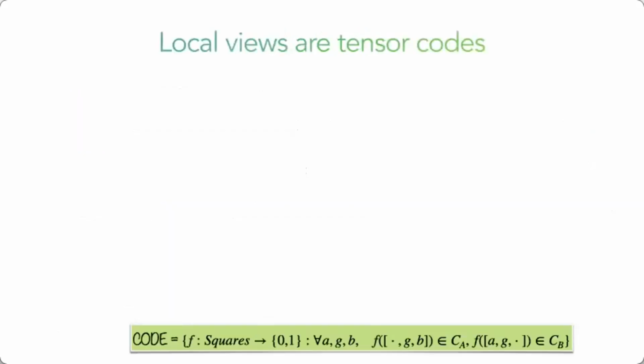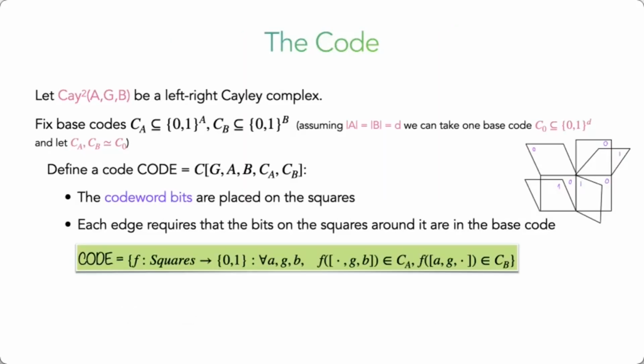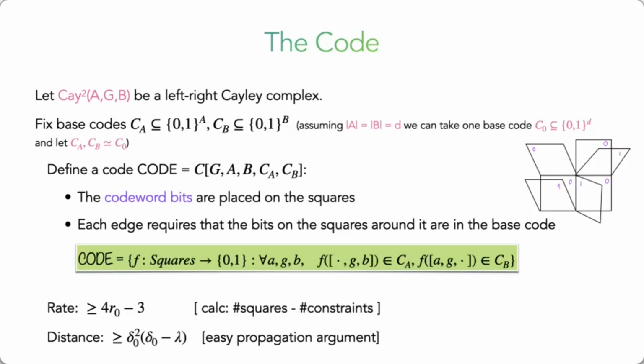All right, so let me talk. Okay, so what did we do so far? We described this complex and we defined the code. But I want to now tell you another feature of this code, and we said that it has rate and distance. I'm going to talk about local testability. So for that, what I want to do is look at local views on this code. Meaning, we already said that if you look at an edge, the squares around it will belong to the base code. This was by design.